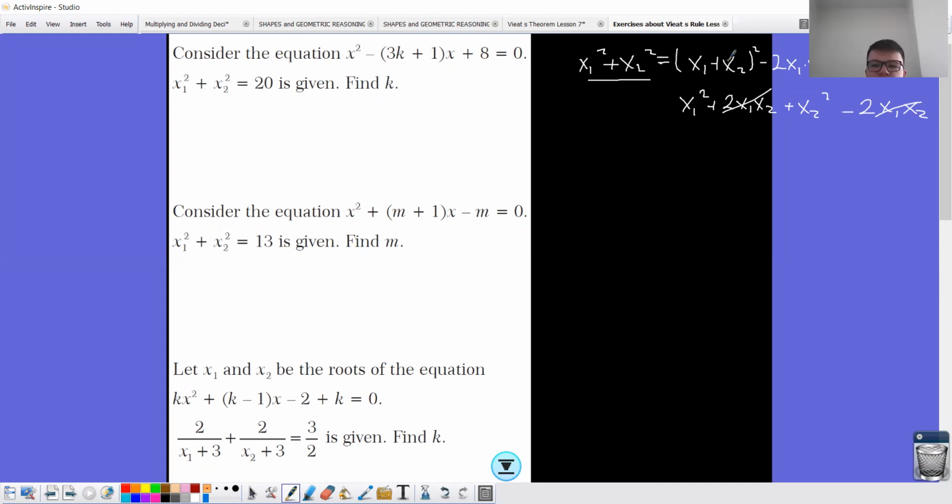Now, teacher, only the Vieta's theorem? Yes, only the Vieta's theorem, because this one is given that it is 20. You will equalize this one to 20, and then you will find the k. The same thing you will do here for the m, okay? And we are finishing the Vieta's here. How many minutes do we have? We have 7 minutes.